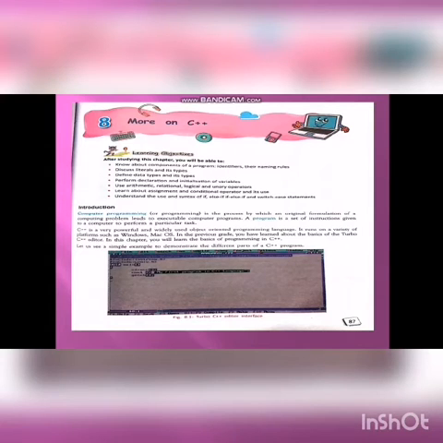You all know what we mean by program. A program is a set of instructions given to the computer to perform a particular task. So for doing this task in the computer, you have to write some coding in some language, and that is known as programming.